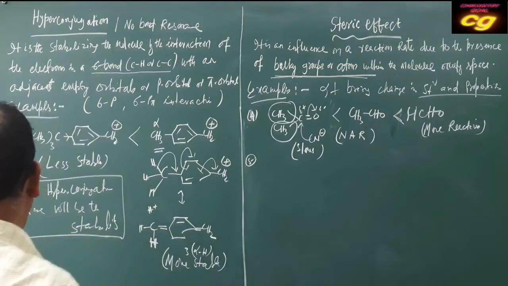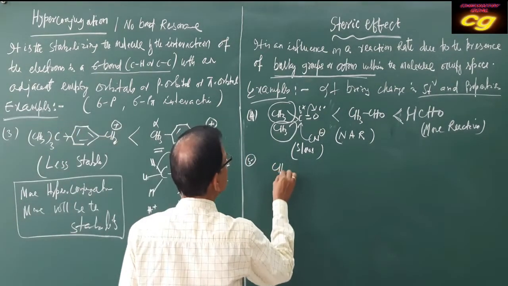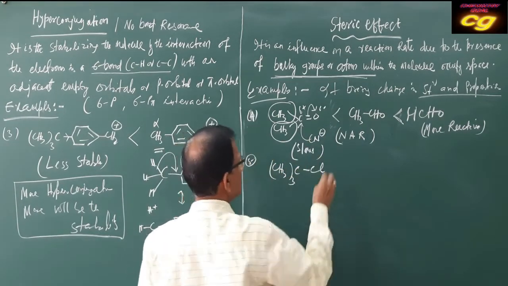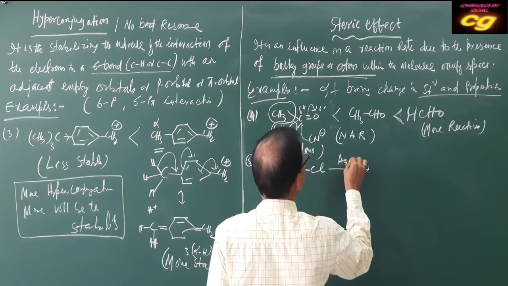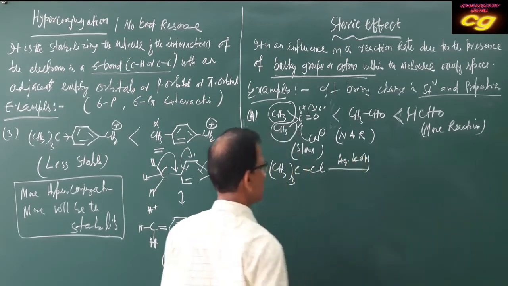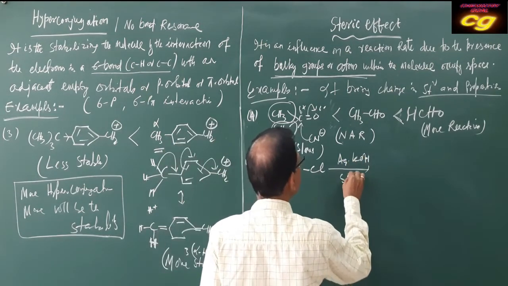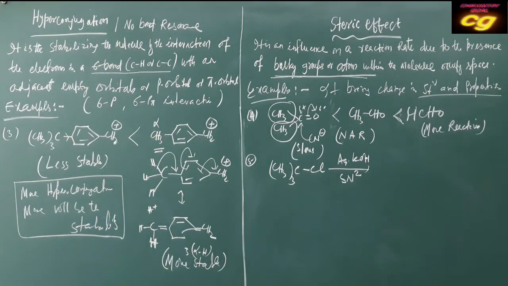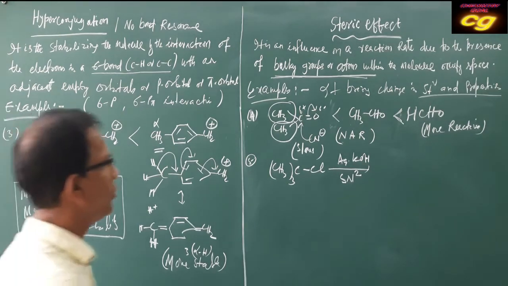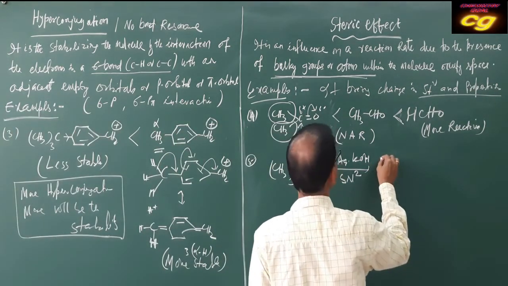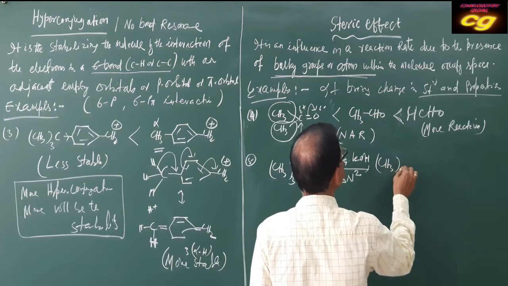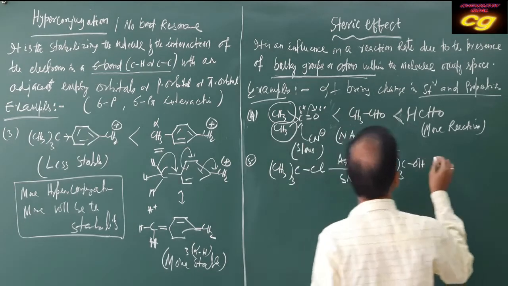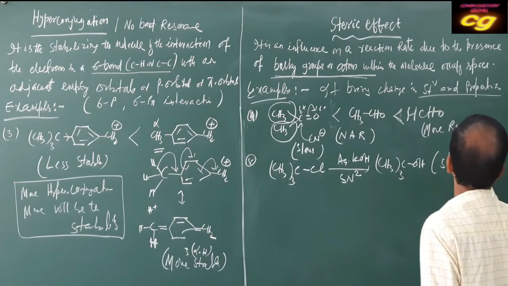Then already you know, if you see (CH3)3CCl with aqueous KOH, this reaction by SN2 mechanism, meaning one step mechanism. By SN2 mechanism, it is very slow. The product is (CH3)3COH, but the reaction is a very slow reaction.